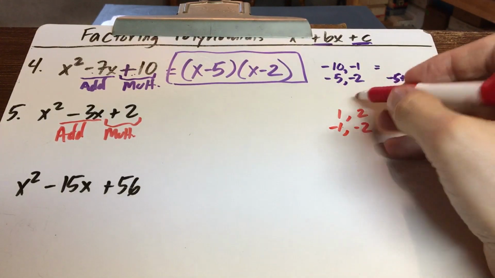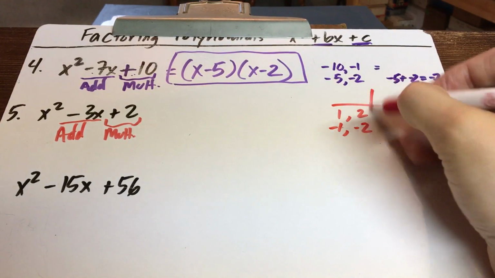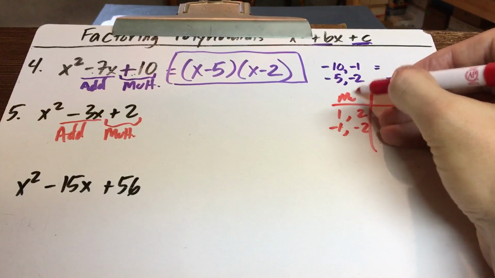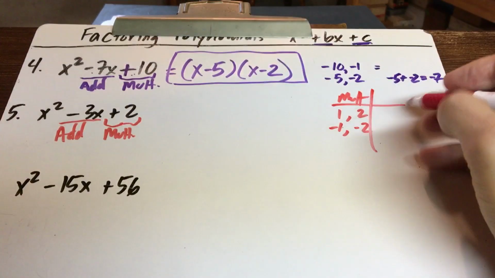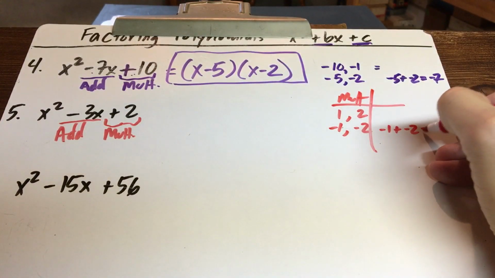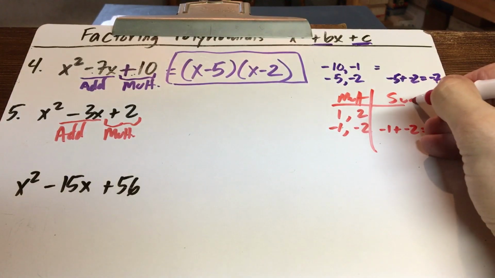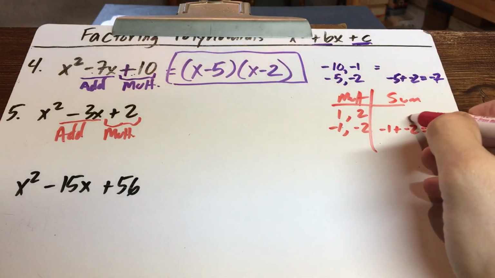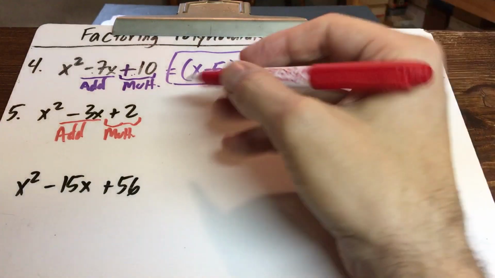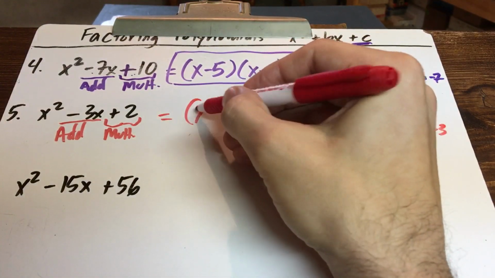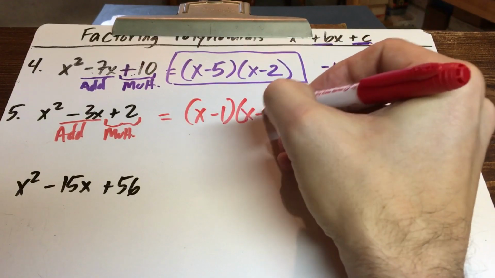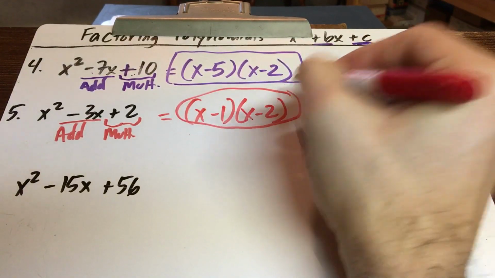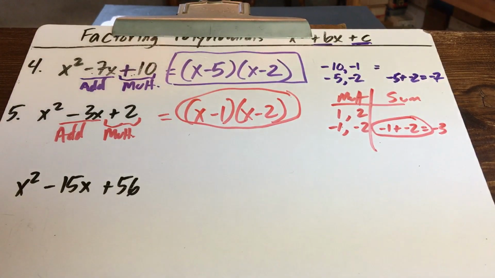Negative 1 and negative 2, if I multiply those, would equal positive 2. Negative 1 plus negative 2 equals negative 3. So my sum is right. I needed to have them add up to negative 3, and I've got it right here with negative 1 and negative 2. And so that means I've got minus 1 in one parentheses, minus 2 in the other. It doesn't really matter which is which. And there we go with number 5.